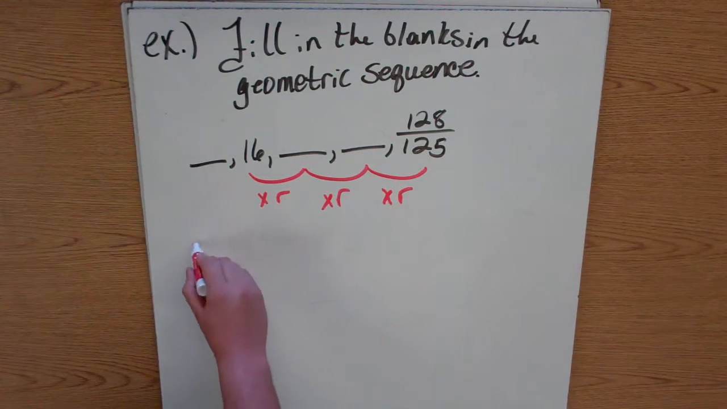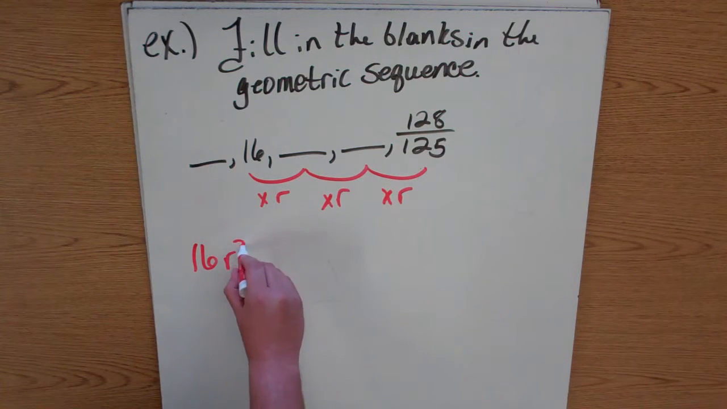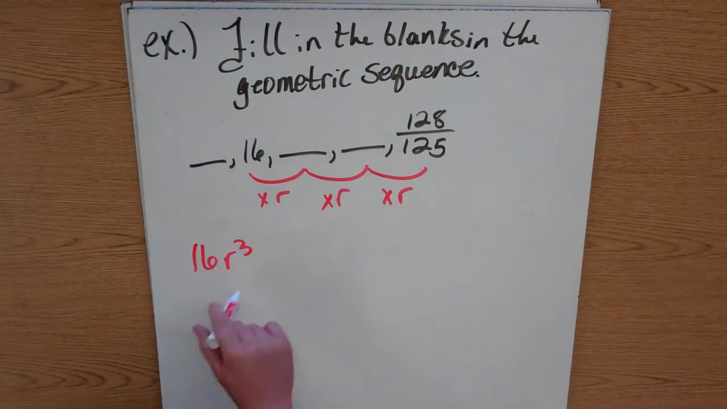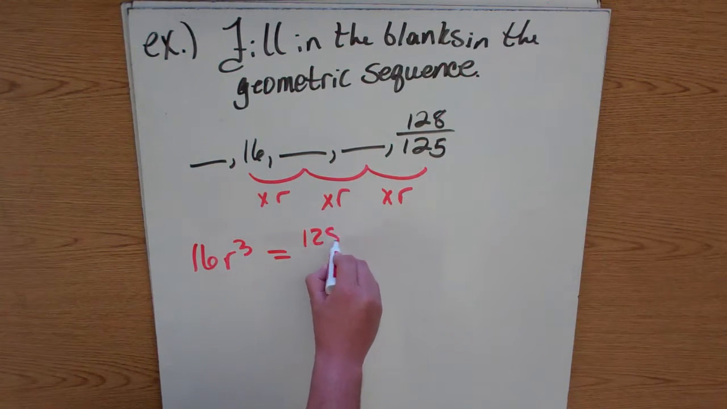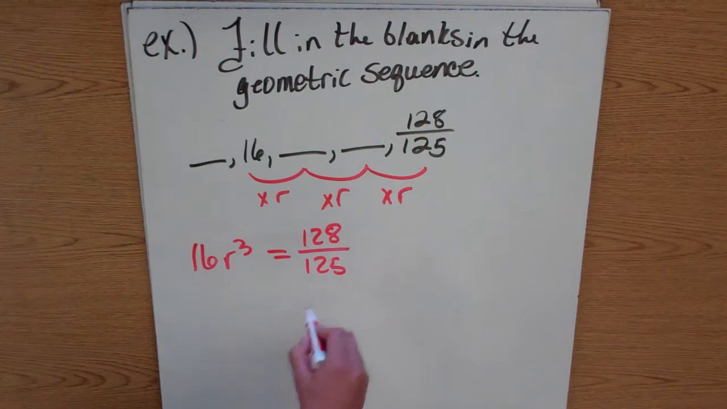So we know that 16 times r cubed, because we have 3 r's here, is going to have to equal 128/125.